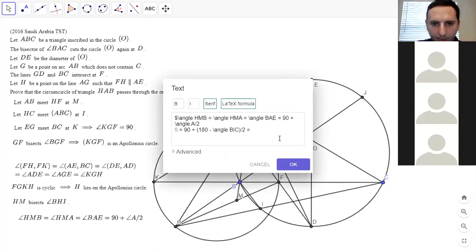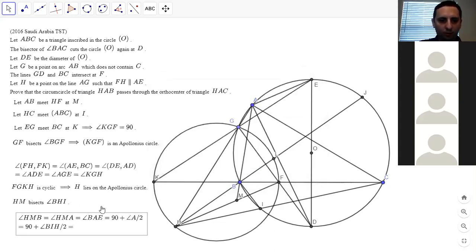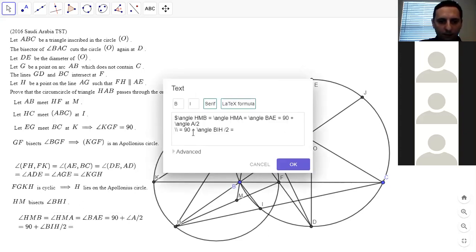If you work that out, we want to find that in terms of angle BIH. 180 minus BIC is BIH. Actually, we could just say this is 90 plus angle BIH over 2. And that is enough. Yeah, exactly. So that means that, actually, let me get rid of this, see if it works. So M is the in-center.